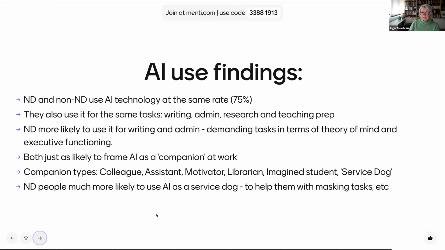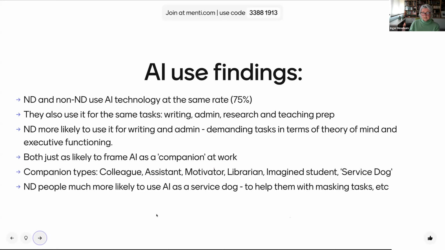But then we split the cohort into neurodivergent versus non-neurodivergent, and we looked at the likelihood of them using it for particular purposes. And we found clearly that they're more likely to use it for writing tasks and for admin, things like writing emails, interpreting other people's emails, and so on. Both of these tasks are demanding in terms of theory of mind, imagining what the other person is thinking at any point in time, and executive functioning, placing one thing in front of the other.